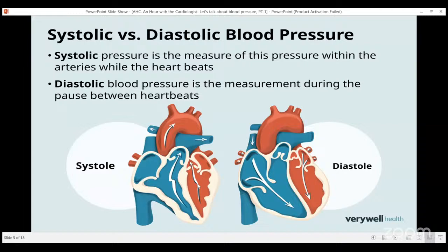Okay, while the heart is contracting, you can see the heart here is contracted, is beating. All right. Diastolic blood pressure is the measurement during the pause between heartbeats when the heart relaxes. When it relaxes, blood comes in. All right. And when blood comes in, it now beats and blood goes out. Okay. So diastolic blood pressure is as important as the systolic blood pressure.